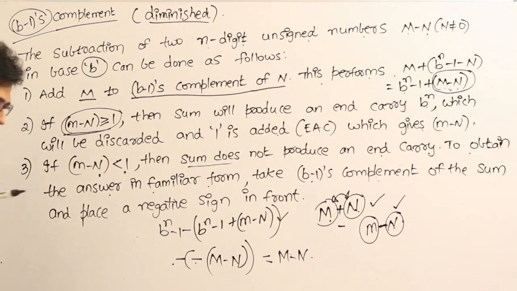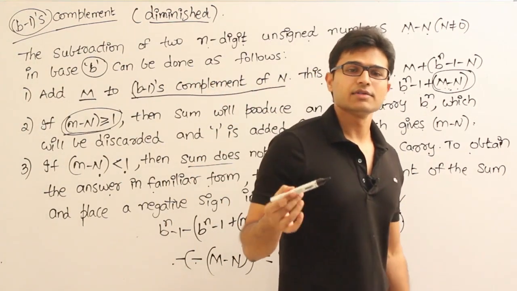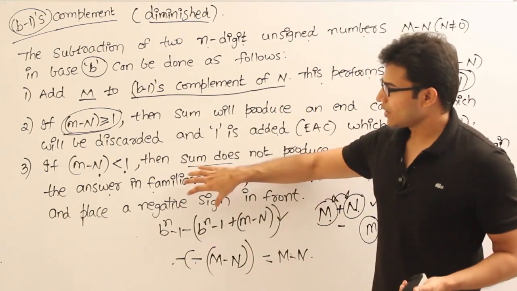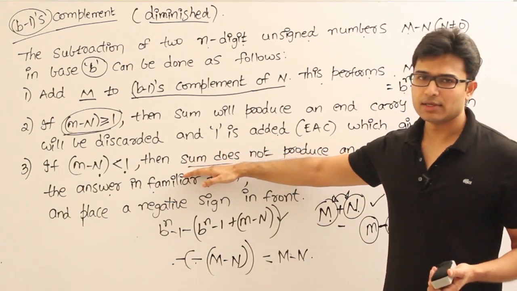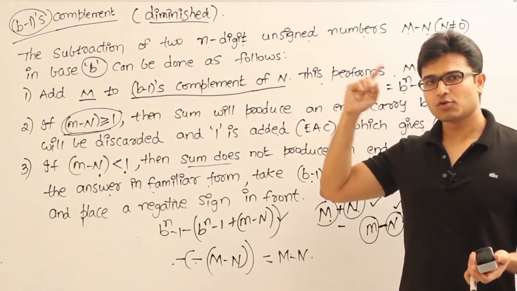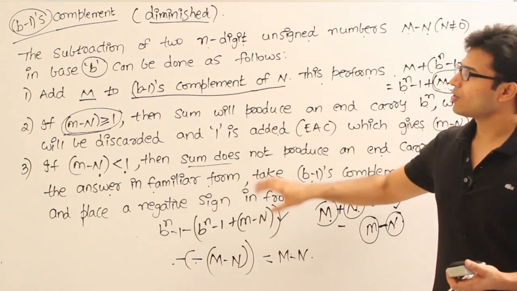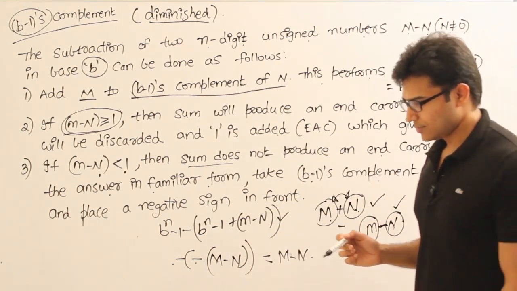Again, keep it in mind, we are dealing with unsigned numbers. We didn't go into the signed numbers. Once we go into signed numbers, I'll tell you that even in this point number 3, whatever answer you get, you can directly understand that it is a negative number. But then we have to go into the signed numbers and look into that. For now we are talking about unsigned numbers. Now let's see what happens in B's complement.